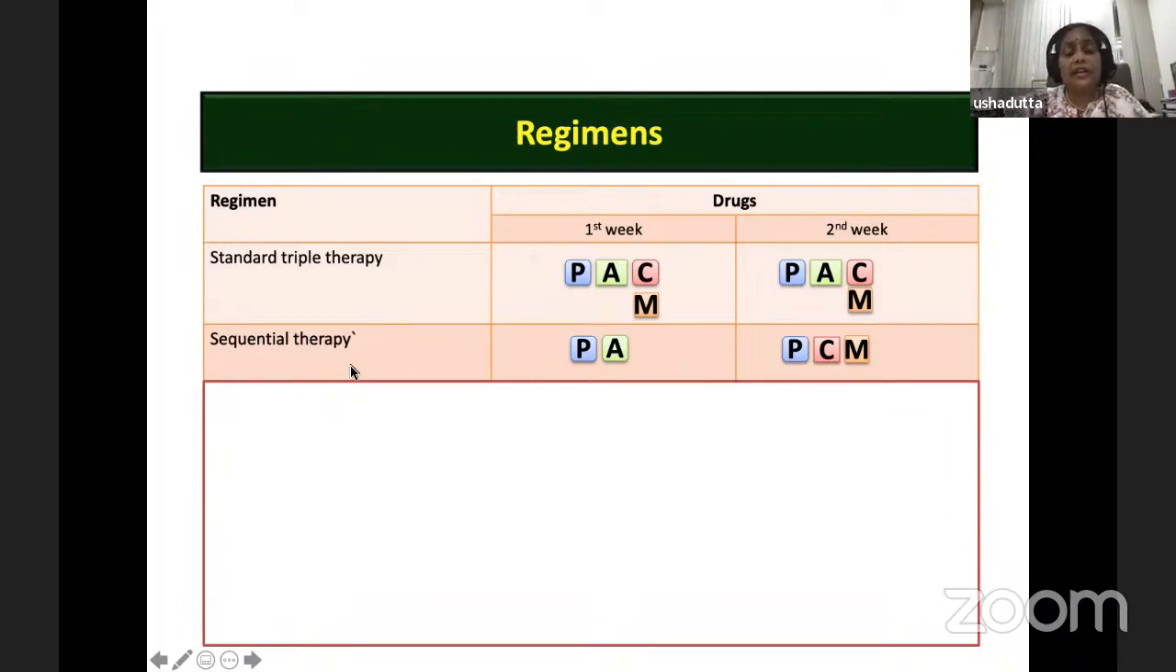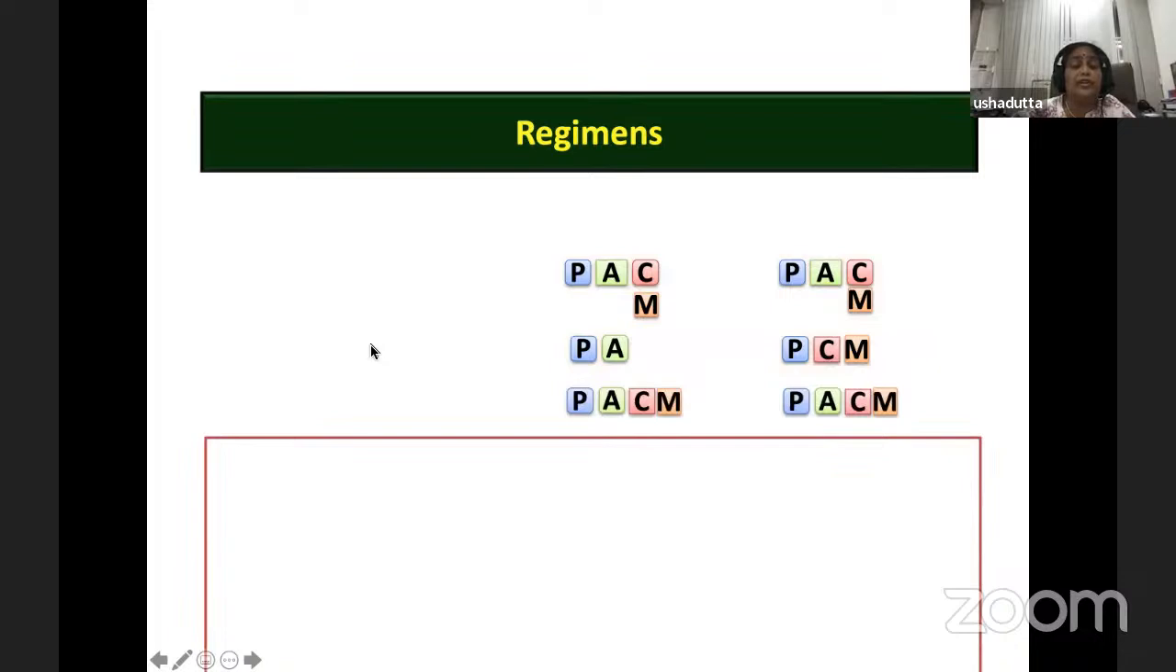What is sequential therapy? Sequential therapy is where in the first week you give 2 drugs, and in the second week you give 3 drugs. In the first week, when we give PPI and amoxicillin, it makes the H. pylori more sensitive to clarithromycin in the next week. This is again a very popular regime in certain places, but we don't use it very often.